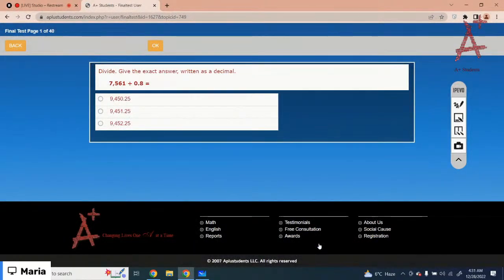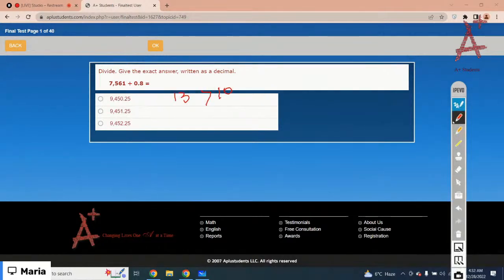Okay, divide, give an exact answer written as decimal. So you have to divide. Got it? So the dividend has a decimal point. Got it? You have to move it to 7,561 divided by 0.8.